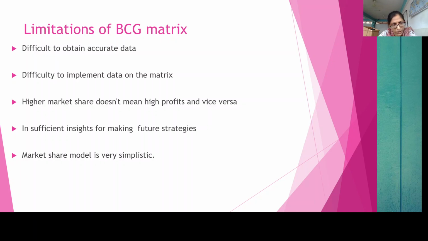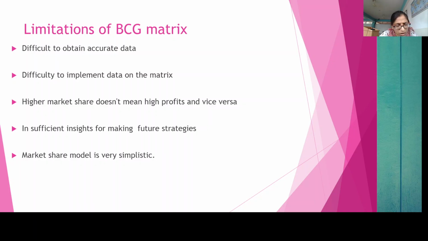What I mean to say is that it gives insufficient insight for making future strategies. You have to change your future strategy based on the future performance of that particular brand.